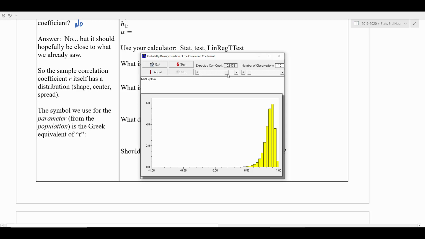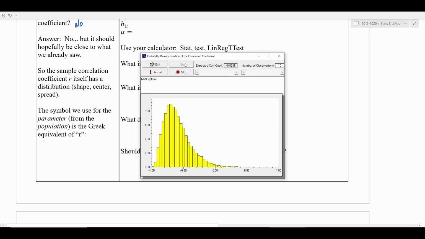Now let's watch what happens when I make this thing go negative. I'm going to go with a negative correlation coefficient, so I'm going to move it to about negative 0.6 and run that simulation again. And there it is. Now it's skewed over here, because remember, the correlation coefficient can't be any less than -1. So there's not a whole lot of room to spread out over here, but lots of room to spread out over here, making it an automatic skew.